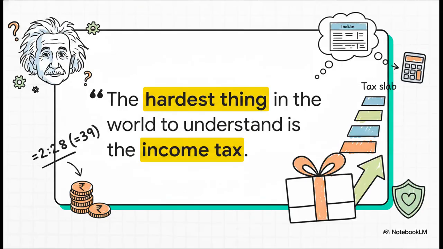See, even Albert Einstein thought this stuff was a bit of a puzzle. But don't you worry, we are so close to the solution. Now, after you've applied the slab rates and you have a basic tax amount, the law gives this wonderful little gift to smaller taxpayers. It's called a rebate.